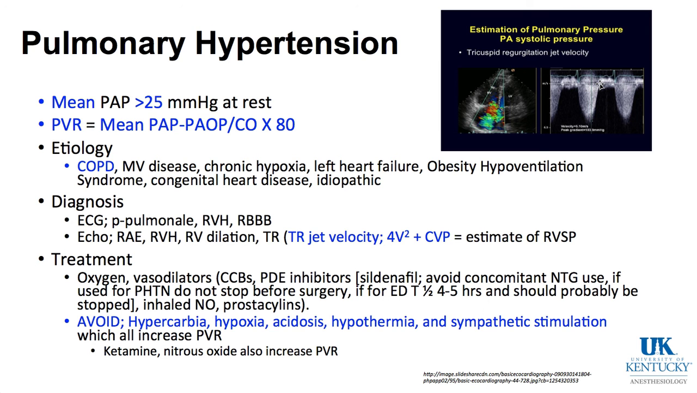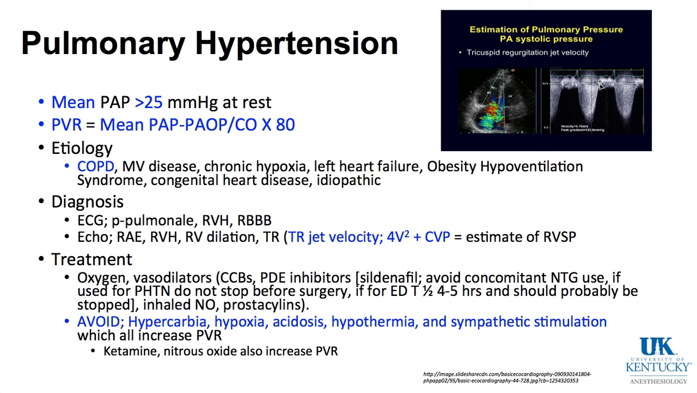Etiology of pulmonary hypertension is diseases such as chronic obstructive pulmonary disease with destruction of alveolar capillary units, mitral valve disease like mitral stenosis and severe mitral regurgitation, chronic hypoxemia with constriction of the pulmonary vasculature, left heart failure with fluids backing up into the pulmonary system, obesity hypoventilation syndrome with chronic hypoxemia and retention of CO2, congenital heart disease, many types can do this, and then idiopathic.